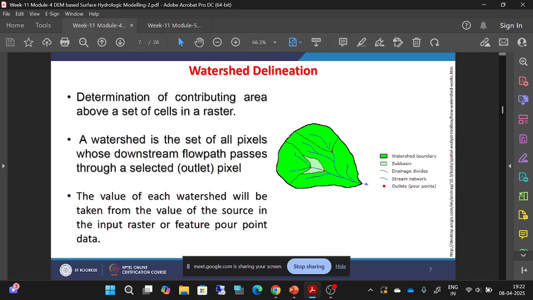So if you want to define the watershed from a surface hydrological modeling point of view, then a watershed is basically the set of all cells whose downstream flow path passes through a selected outlet cell. So here you can see, right, this is the outlet. Like you have outlets here. So this is how it is moving down. The value of each watershed will be taken from the value of the source in the input raster or the feature point data.